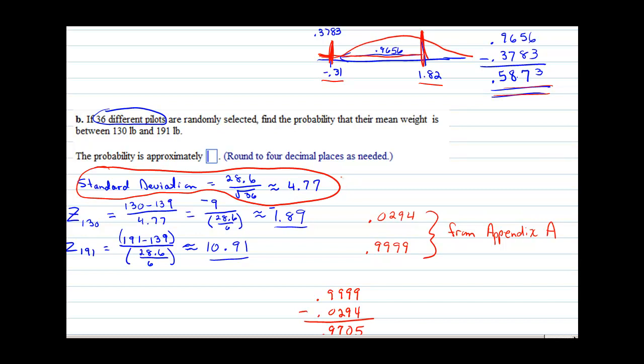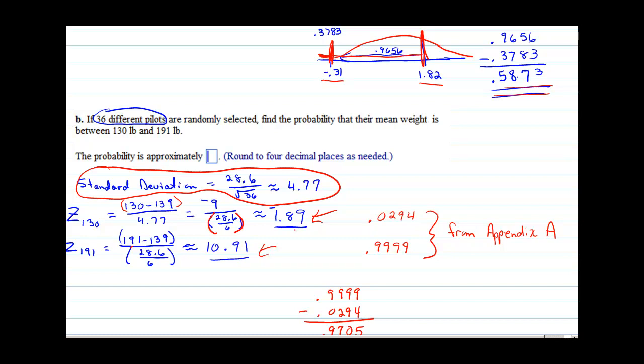But if you want to make sure that you don't have a rounding error, then you can put all of this in one step in your calculator, 130 minus 139 divided by either 4.77, or you can do like I did here on the second step and just put this in parentheses, 28.6 divided by 6. And then when you get that z-score, you need to round it to 2 places because that Appendix A table only has z-scores to 2 places in it. So we get our z-score for 130 and our z-score for 191 based on a sample size of 36.